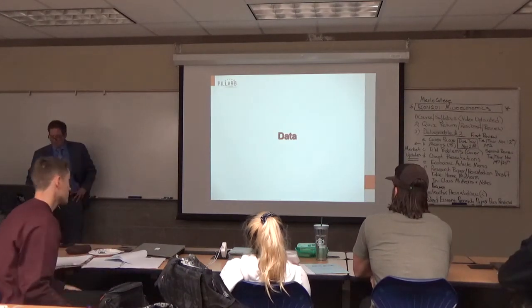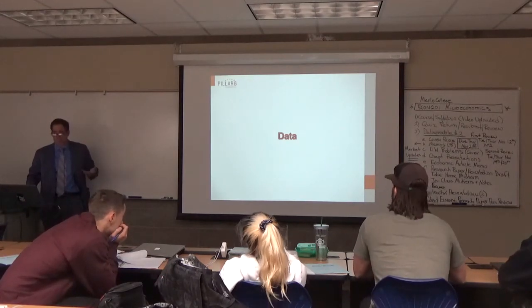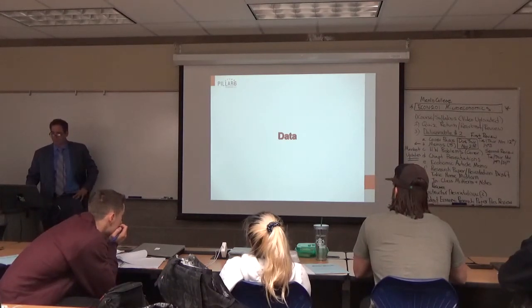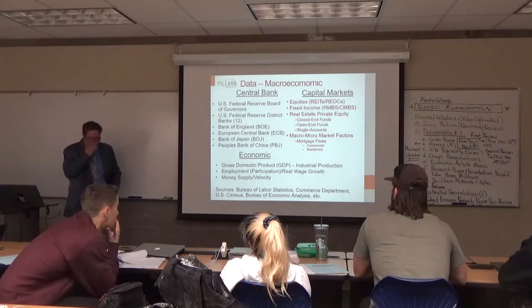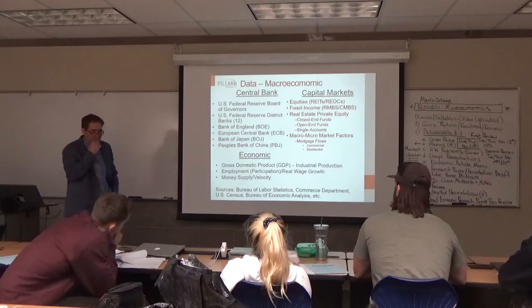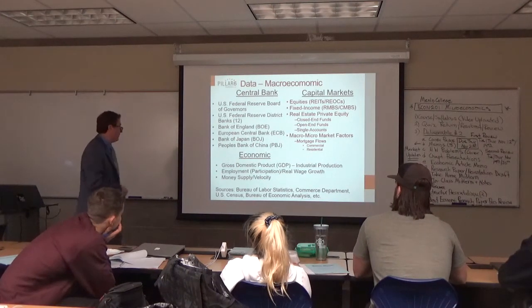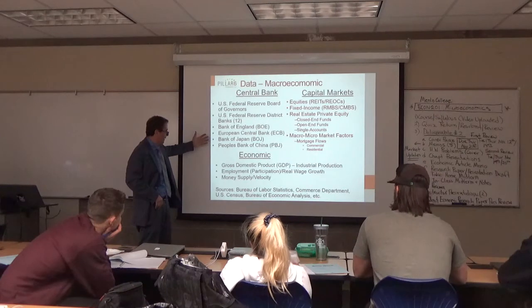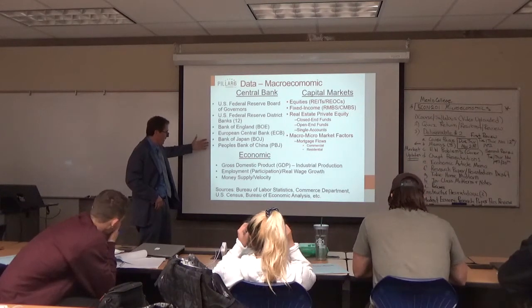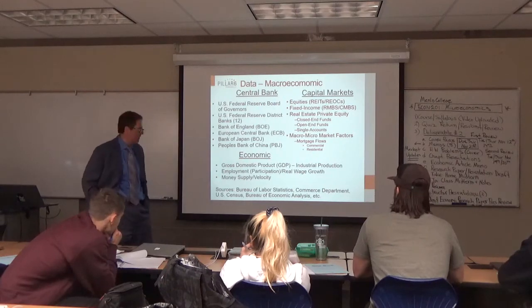So obviously you have to get data, right, to be able to conduct the analysis, and then be able to come up with the research results to then make your conclusions. So data comes from multiple sources. We can get interest rates and money supply data from the Federal Reserve, from the district banks, and on a global basis from the Bank of England, the European Central Bank, Bank of Japan, and the People's Bank of China. These were really the countries that I was looking at.